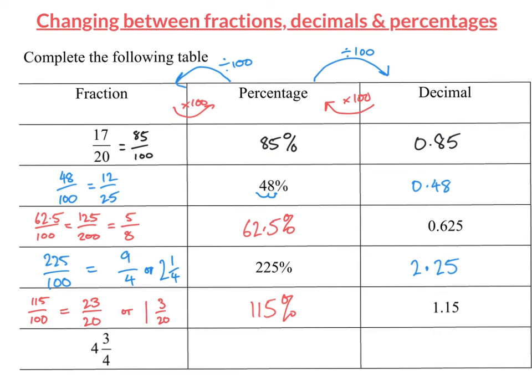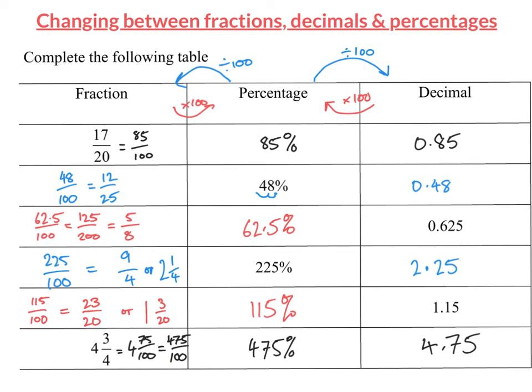Something like this, 4 3/4. Well, again, what I might want to do is say, okay, that's 4 and 75 out of 100. Or if we do it as a top-heavy fraction, that's 475 out of 100. So that's 475%. And when we write that as a decimal, we divide by 100, we get 4.75.